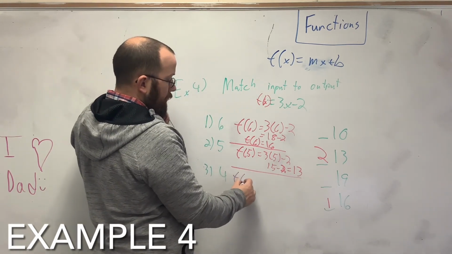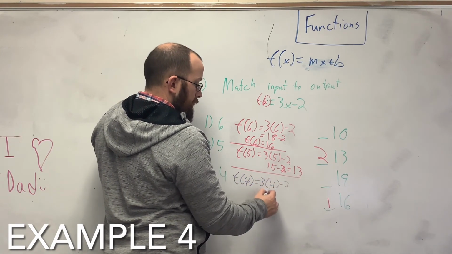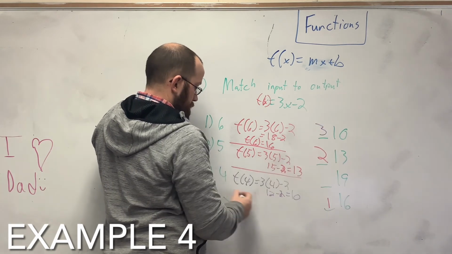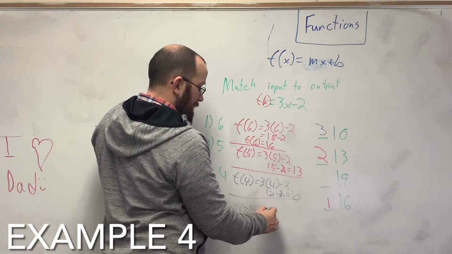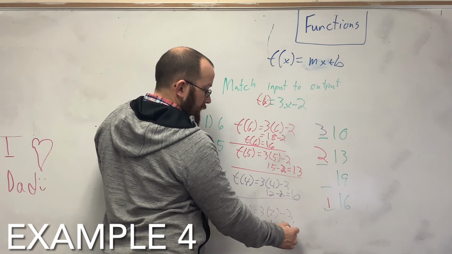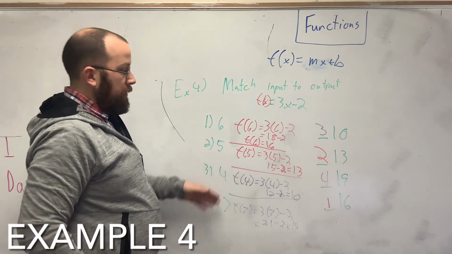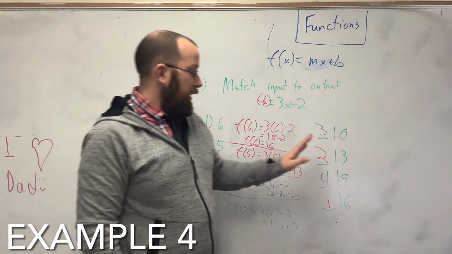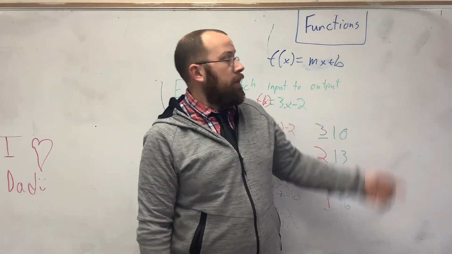So let's input 4. Anytime we input 4 into this equation, we get 10. And anytime we input 7, our output is 19. And there you go. All you're doing is inputting, outputting. Notice you never have the same number having two different outputs. All right, this has been functions. Hope it helped. Good luck.